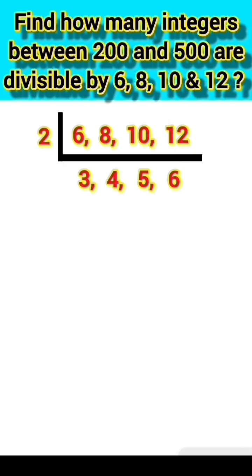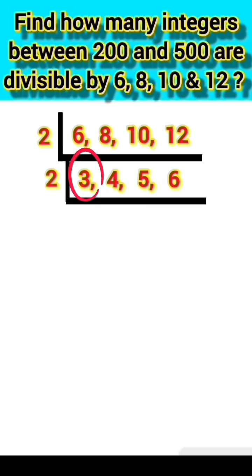Now here we have 3. 3 not in 2 table, we write down as it is. The other number 4. 4 in 2 table, that is 2 2s are 4. The other number 5. 5 not in 2 table, we write down as it is. The other number 6. 6 in 2 table, that is 2 3s are 6.